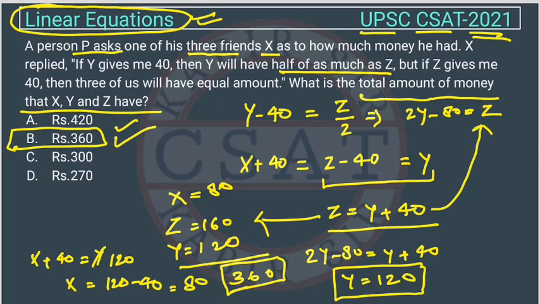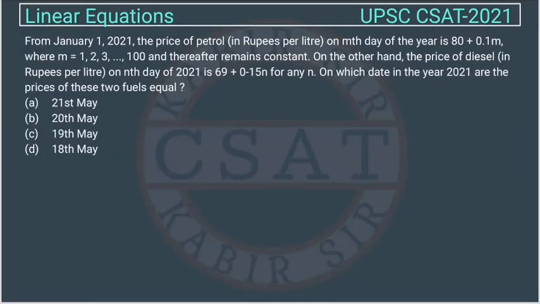Okay. So I hope everyone understood this. It was an easy question. We are able to form two equations, and then we have to solve it. This is a question taken from the chapter linear equation. This question was asked by UPSC in their CSAT exam of 2021. So this is a good question. Just focus on it.